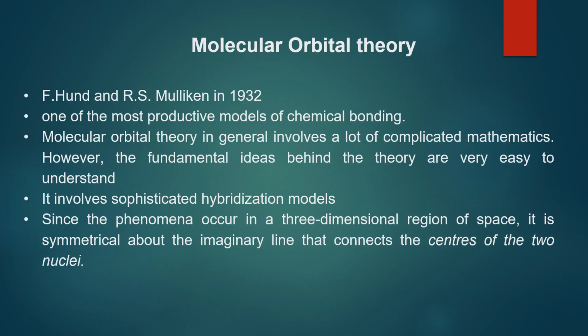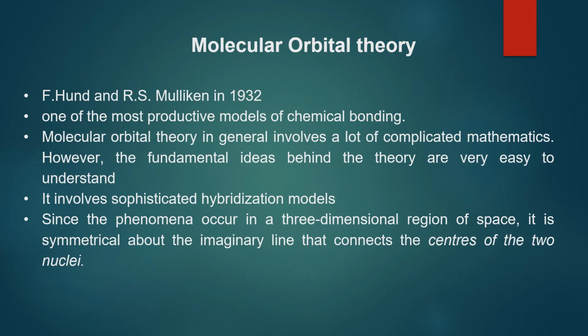Molecular orbital theory. Why would we study molecular orbital theory? What is molecular orbital theory? The application of quantum mechanics to the description of the electronic structure of a molecule is known as molecular orbital theory. It is often known as MOT. It was developed at the beginning of the 20th century by F. Hund and R. S. Mulliken in 1932. It is one of the most productive models of chemical bonding.